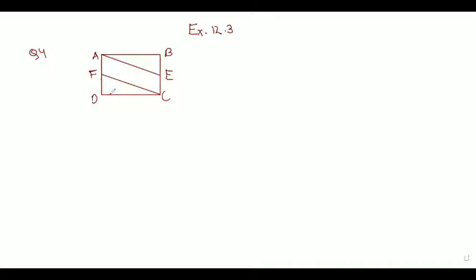Question number 4 of exercise 12.3, chapter Quadrilaterals, class 8. In a parallelogram ABCD, E and F are the midpoints of BC and AD. So we can say that this E and this F are the midpoints of BC and AD. What we have to show is that AFCE is a parallelogram, and second, triangle ABE is congruent to triangle CDF. So how will we solve it?